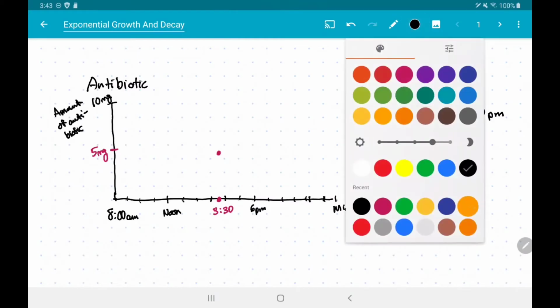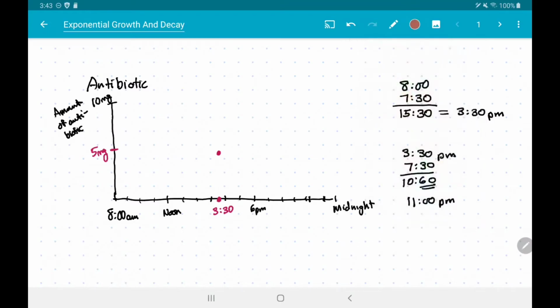Let me get another color here. How about brown? It will have cut in half down to about 2.5 milligrams. And now if I just connect the dots, this is what's supposed to be happening.